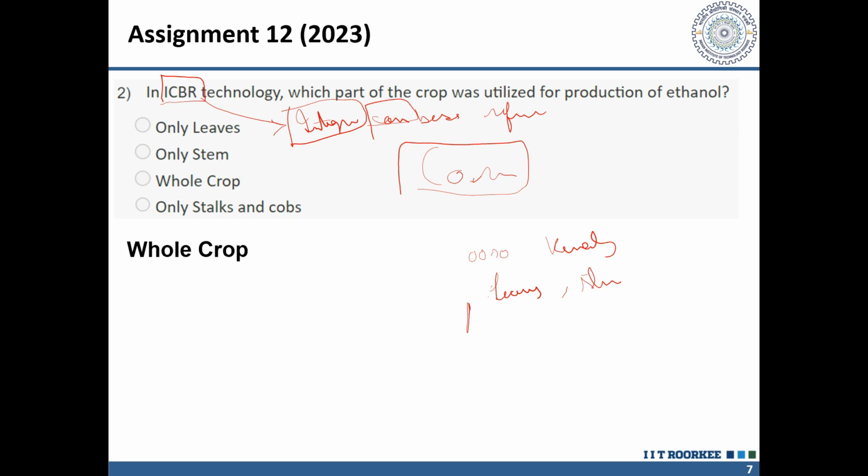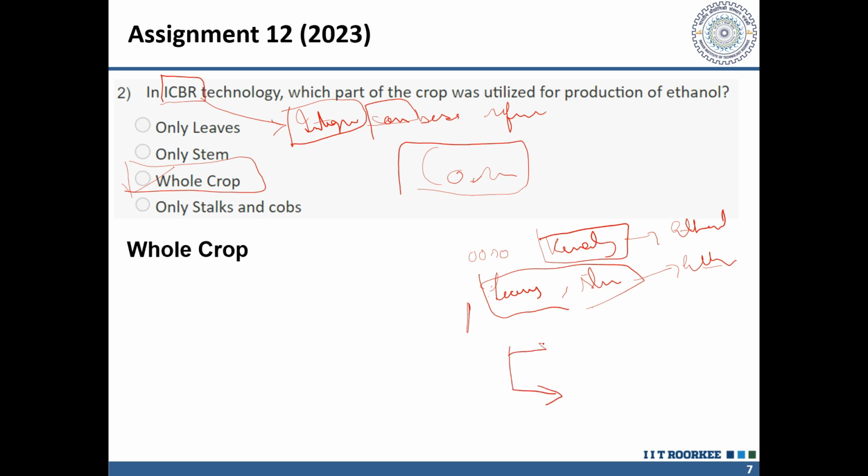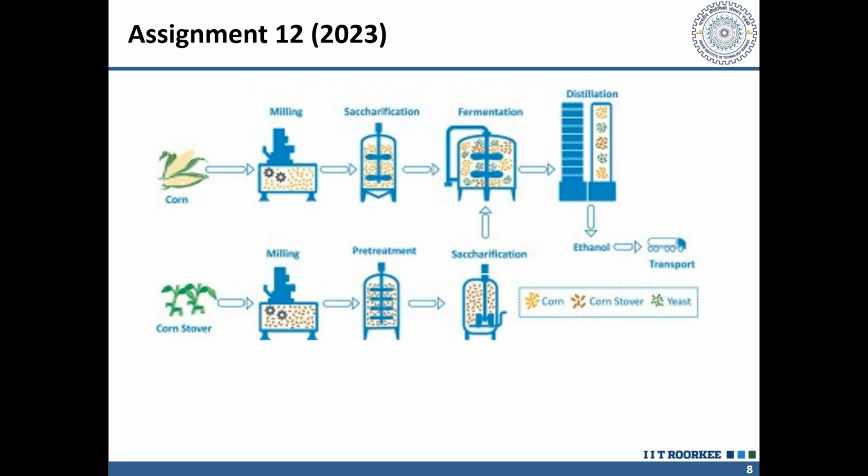In a normal corn-based refinery you only utilize kernels to produce ethanol. But ICBR technology, that is integrated corn based refining, can use kernels, leaves, and stem, all of it, to produce ethanol. Therefore, the answer is whole crop. In ICBR technology, we can produce ethanol from the whole crop itself. It is divided into two pathways, and I will explain this in the next slides.